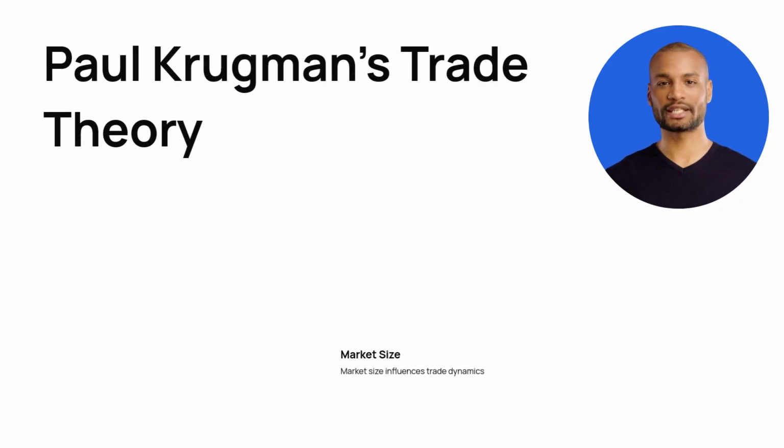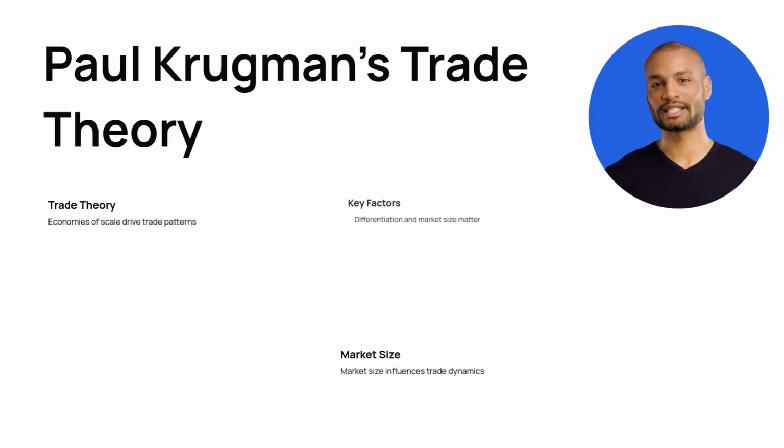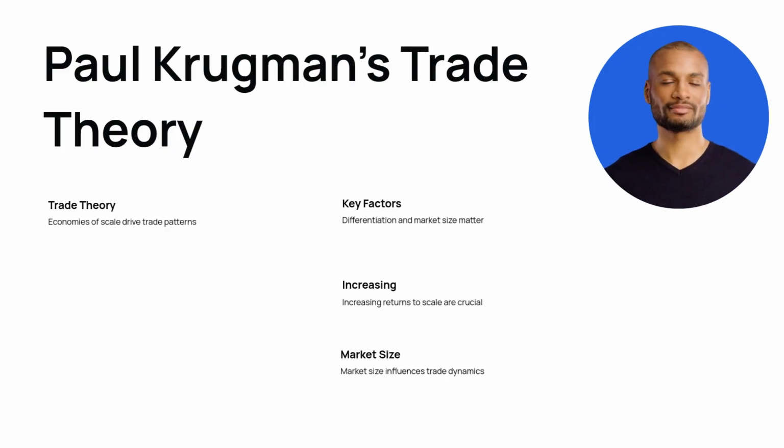Paul Krugman's new trade theory highlights economies of scale. It explains why similar countries trade similar goods. Product differentiation and market size are key factors. This theory accounts for monopolistic competition in trade. It shows the role of increasing returns to scale.